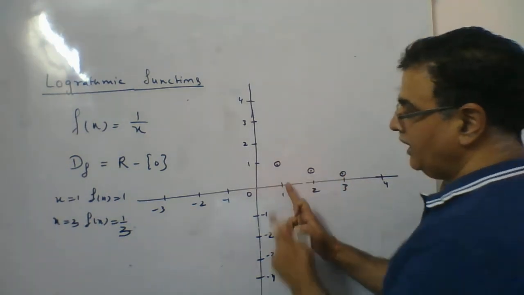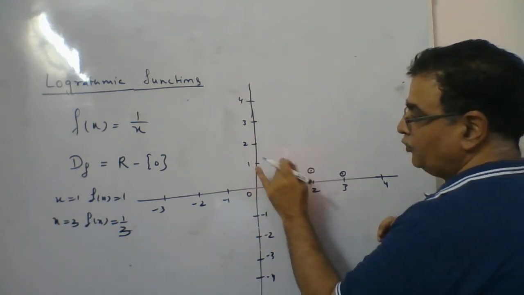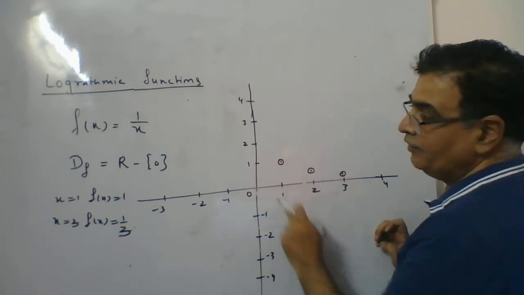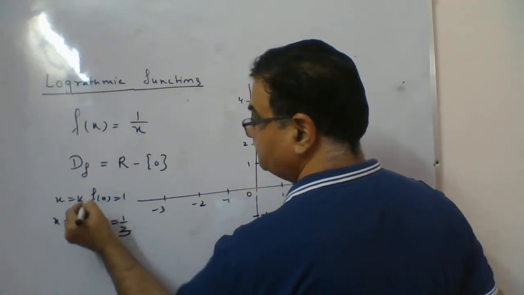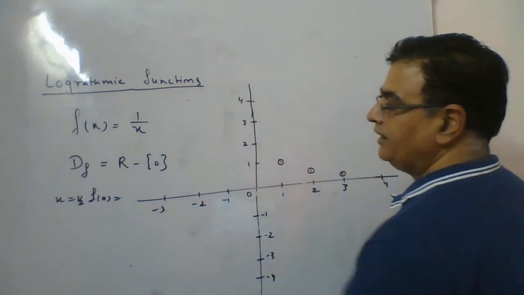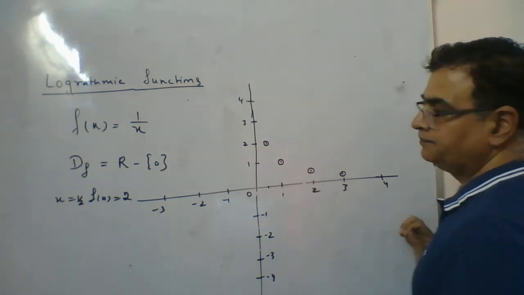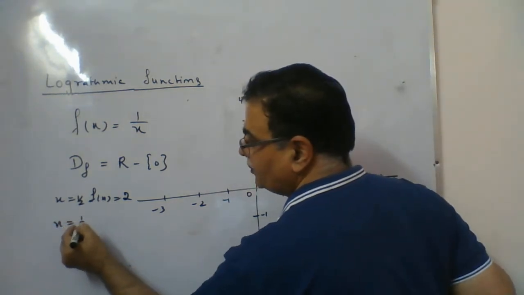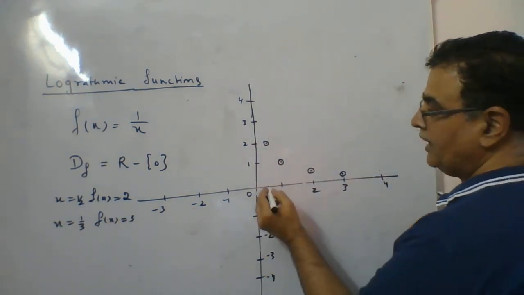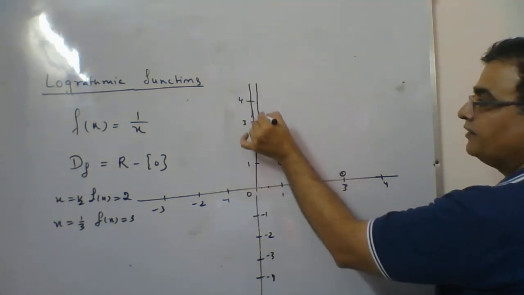Same way now, I'll take values between 0 and 1. That also I'll take. This was at 1, it's 1. 0 was not there, but you should take some values between 0 and 1 also. By the way, I'll take half now. When you take x as half, then it will come out to be 2. So at half, the value comes out to be 2. When you put x as 1/3, f(x) comes out to be 3. So 1/3 is here, so it comes out to be 3. So the graph goes like this.